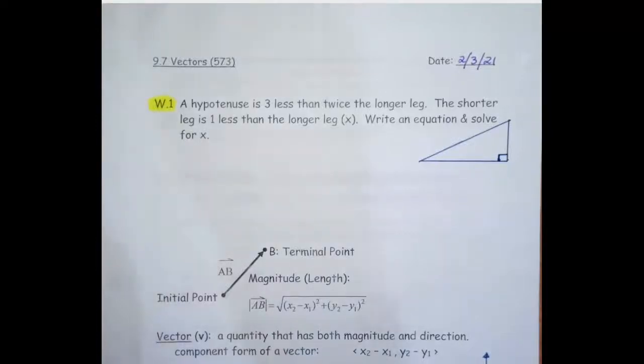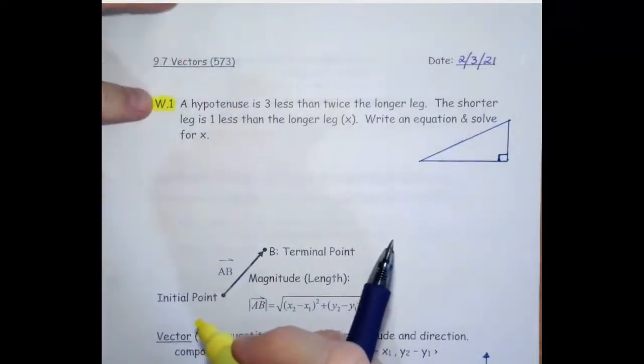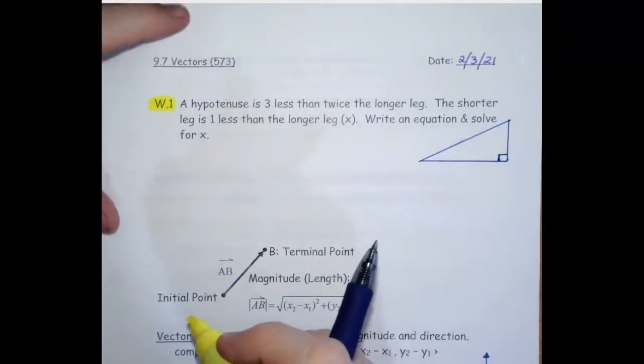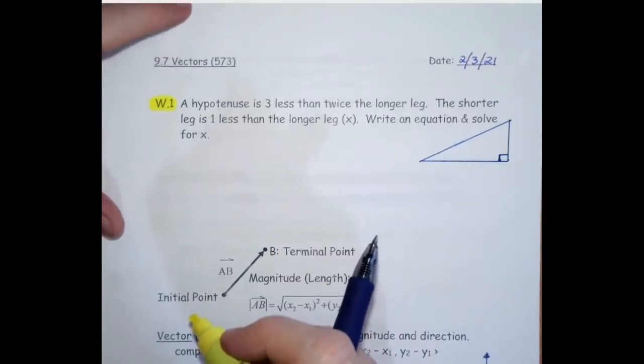Alright, we're going to start off with a review question. We've done this question several times, so it's trying to emphasize how important it is. It's highlighted, so it's a test question, warm up. This lesson, I think, is the last lesson in Chapter 9, Vectors.